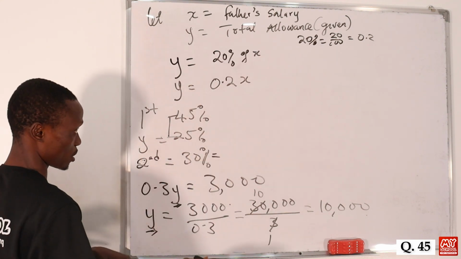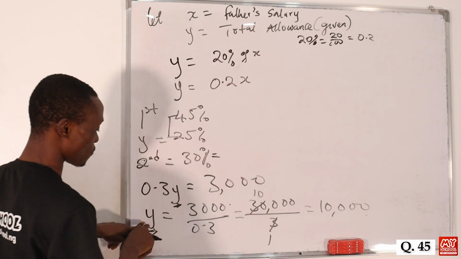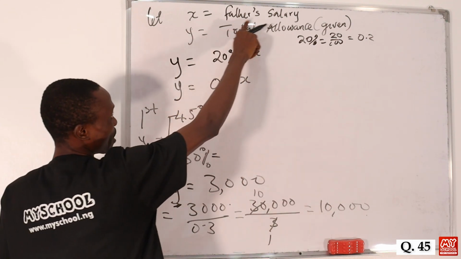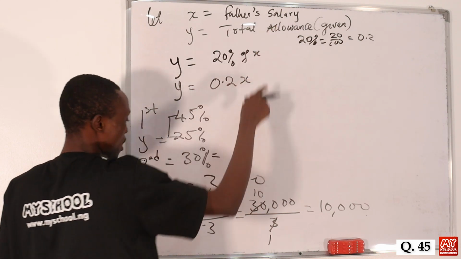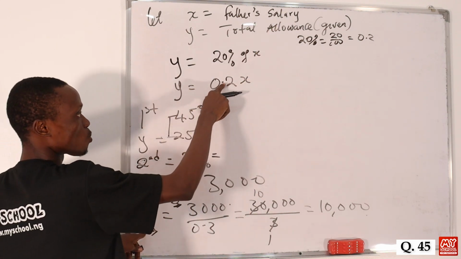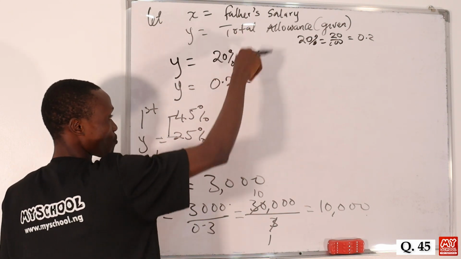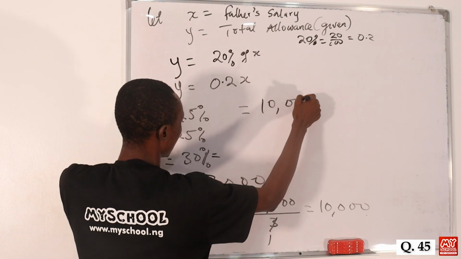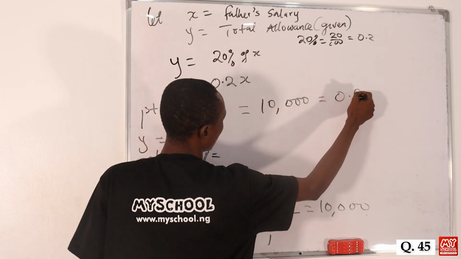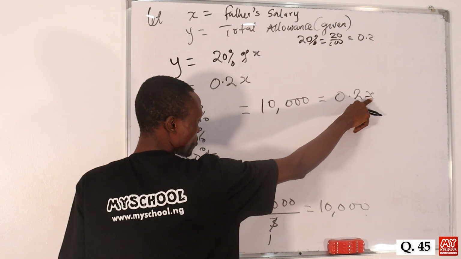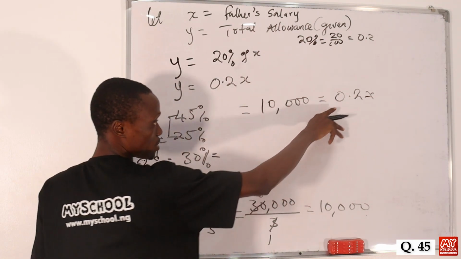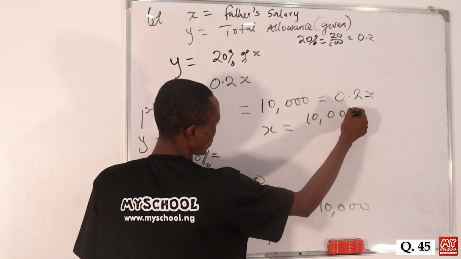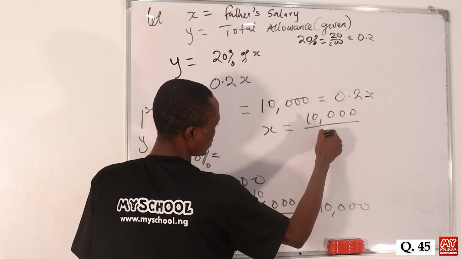which is the total allowance that was actually shared. Since we know the value of y to be equal to 10,000, but we are actually looking for the father's salary, and the total allowance is equal to 0.2 of the father's salary, here we'll just equate 10,000 to 0.2x. Since we are looking for x, we simply divide both sides by 0.2, so that x is equal to 10,000 divided by 0.2.